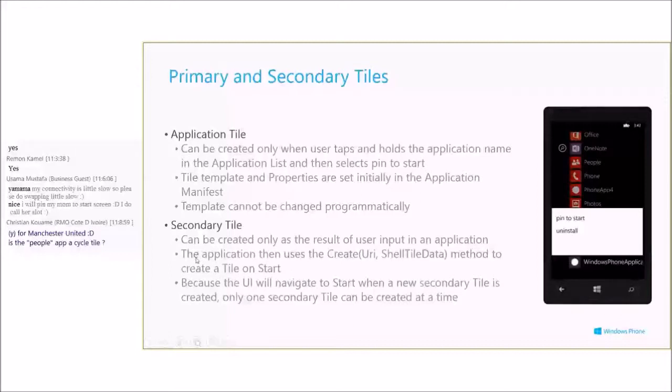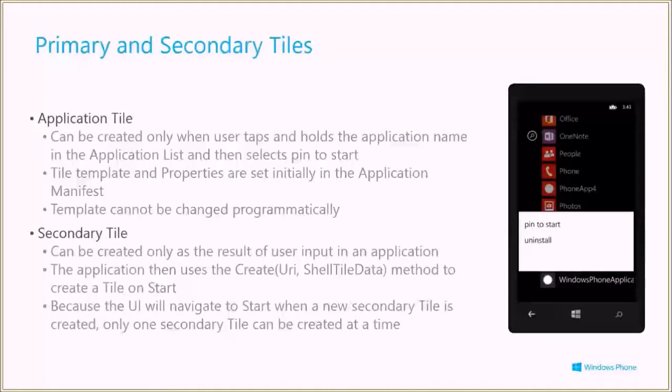The secondary tile can be created only as the result of a user input, right? Like we've shown in the People Hub, when you can pin your friend or this person you contact most, this secondary tile is only created once you do that pin. And then all you have to do is handle that pin or a click on a button to create that secondary tile. We're going to show that in the next demo right away.